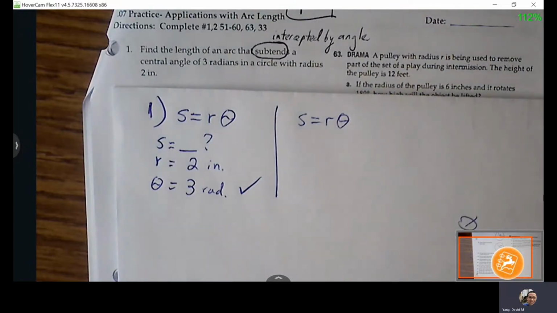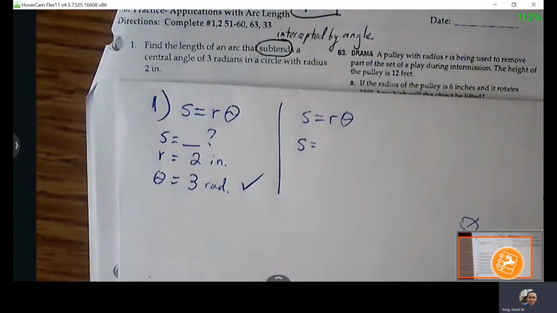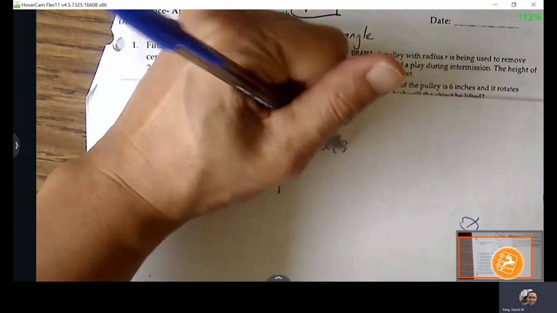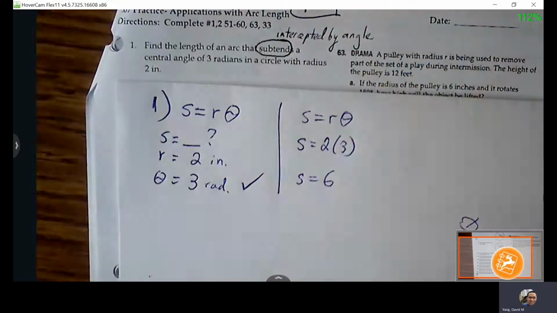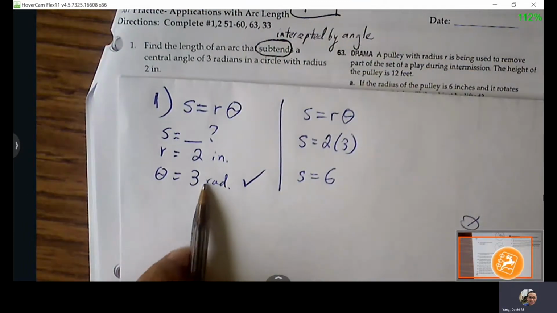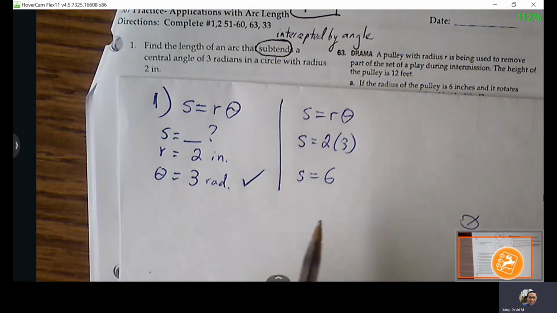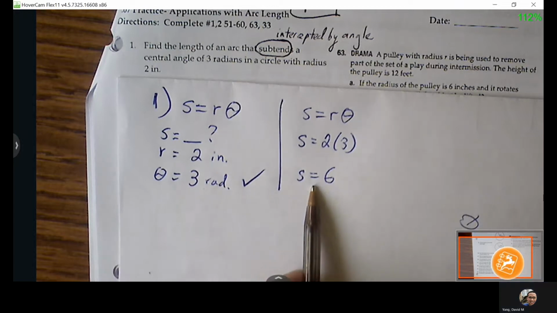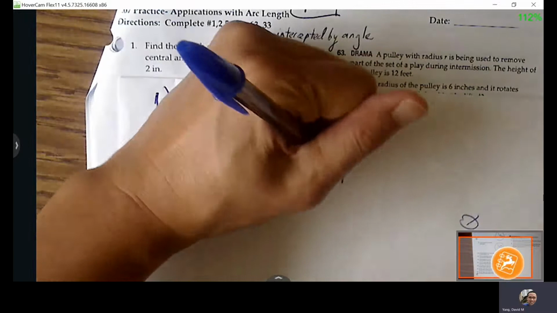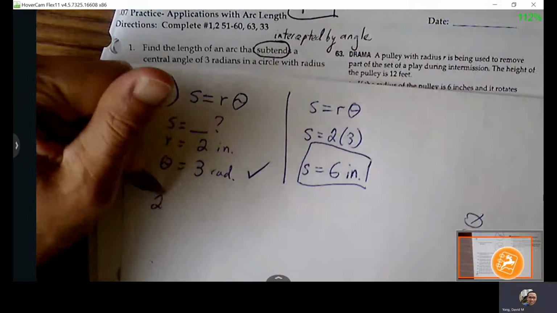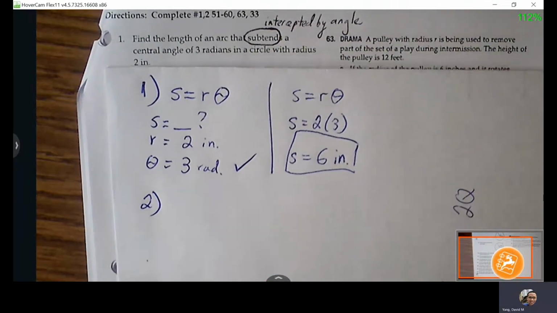Ready to plug in. S equals R times theta. Those values are ready for us to use. Looks like pi is already built into this number, so they're telling us it's radians. We don't have pi as a unit, but it's pi as a value, but it's okay. But what is S going to be in terms of? Inches, good. Always matching your radius. Any questions with one?